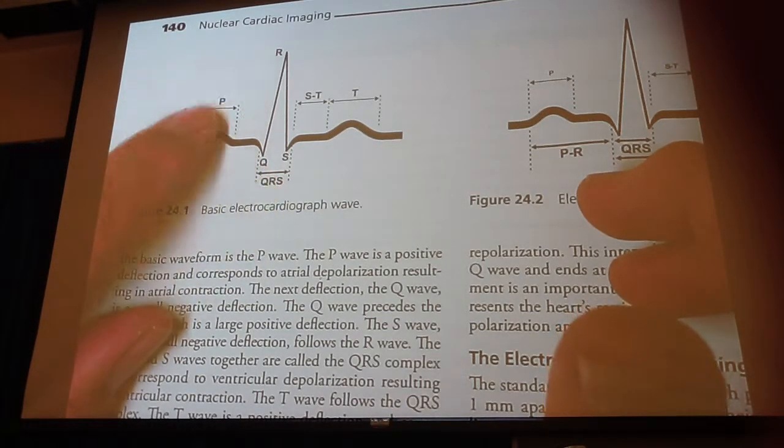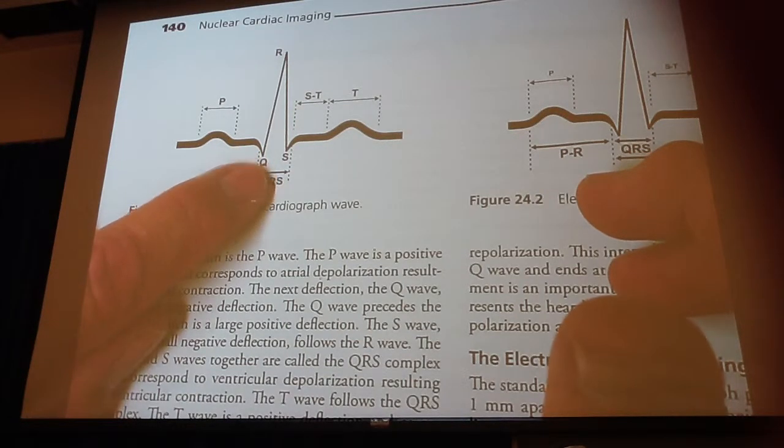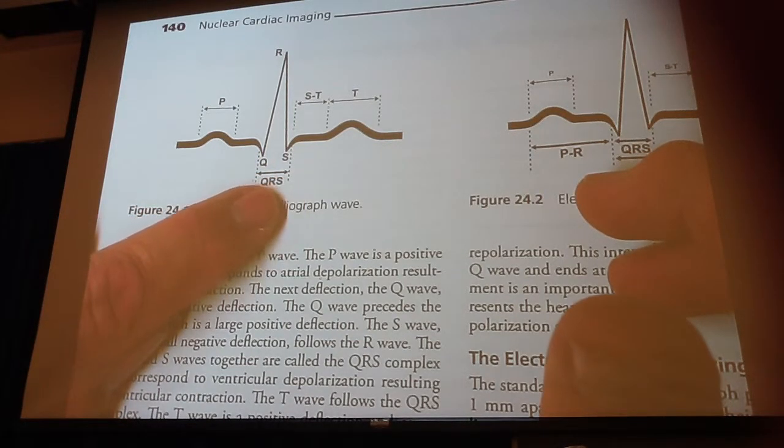Okay? But this time interval is important because if you have poor perfusion or if you've had injury to the heart, this is going to be extended. These time intervals are very important. The reason why they even monitor them is because if you do have problems with the heart, you're going to see changes in that. Now, the QRS complex, we've already said that's ventricular contraction.